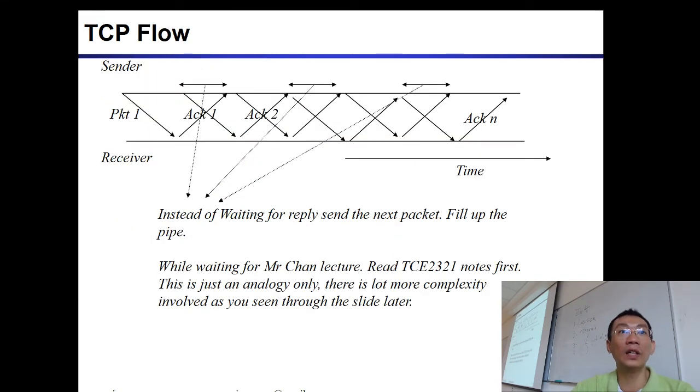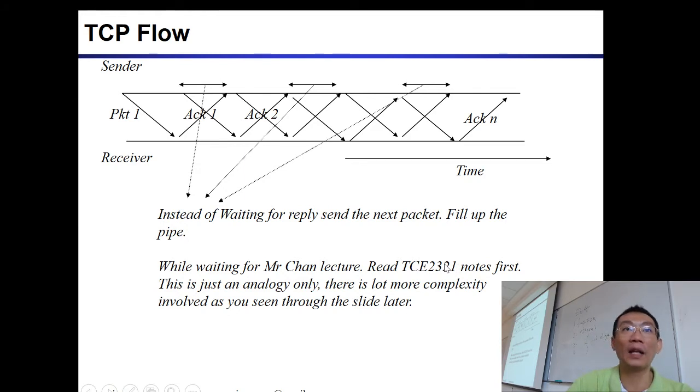So you can see over here, instead of waiting for acknowledgement, you send the first packet. While you wait for the acknowledgement, you send the next packet. While you wait for the next acknowledgement, you send the next packet. So in this case, you make the pipe full. Just an analogy: while you're waiting for my lecture, you read the notes first. You're doing something like that.